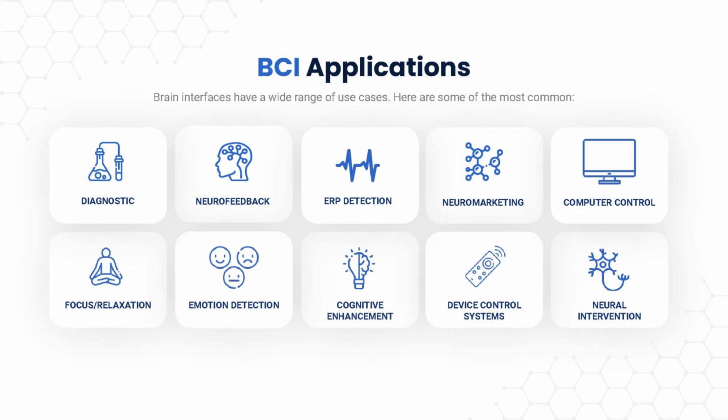Neuromarketing, we talked about looking at brain signals to try to figure out what parts of an ad are effective, or a video game, and improve upon that. Computer control we've seen. Focus and relaxation is a very common one.